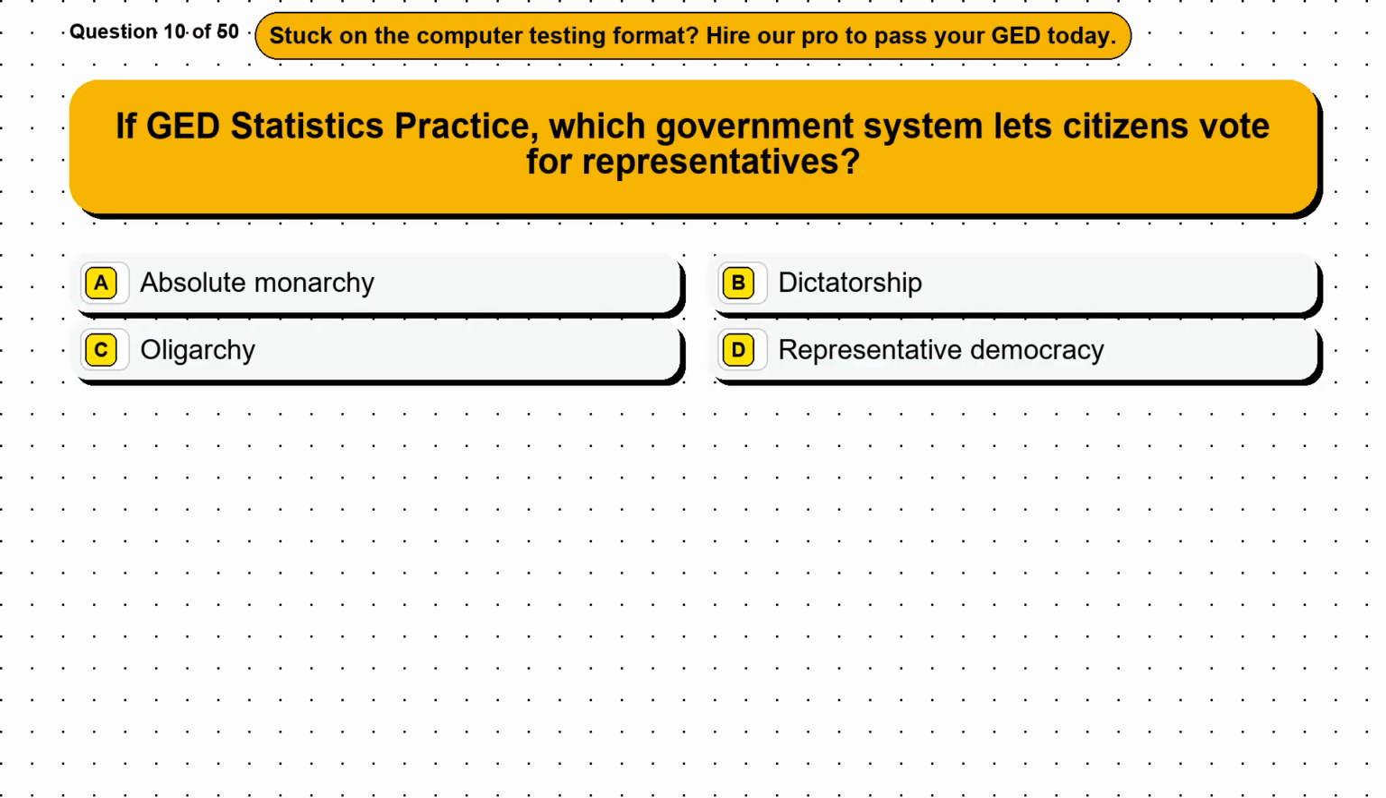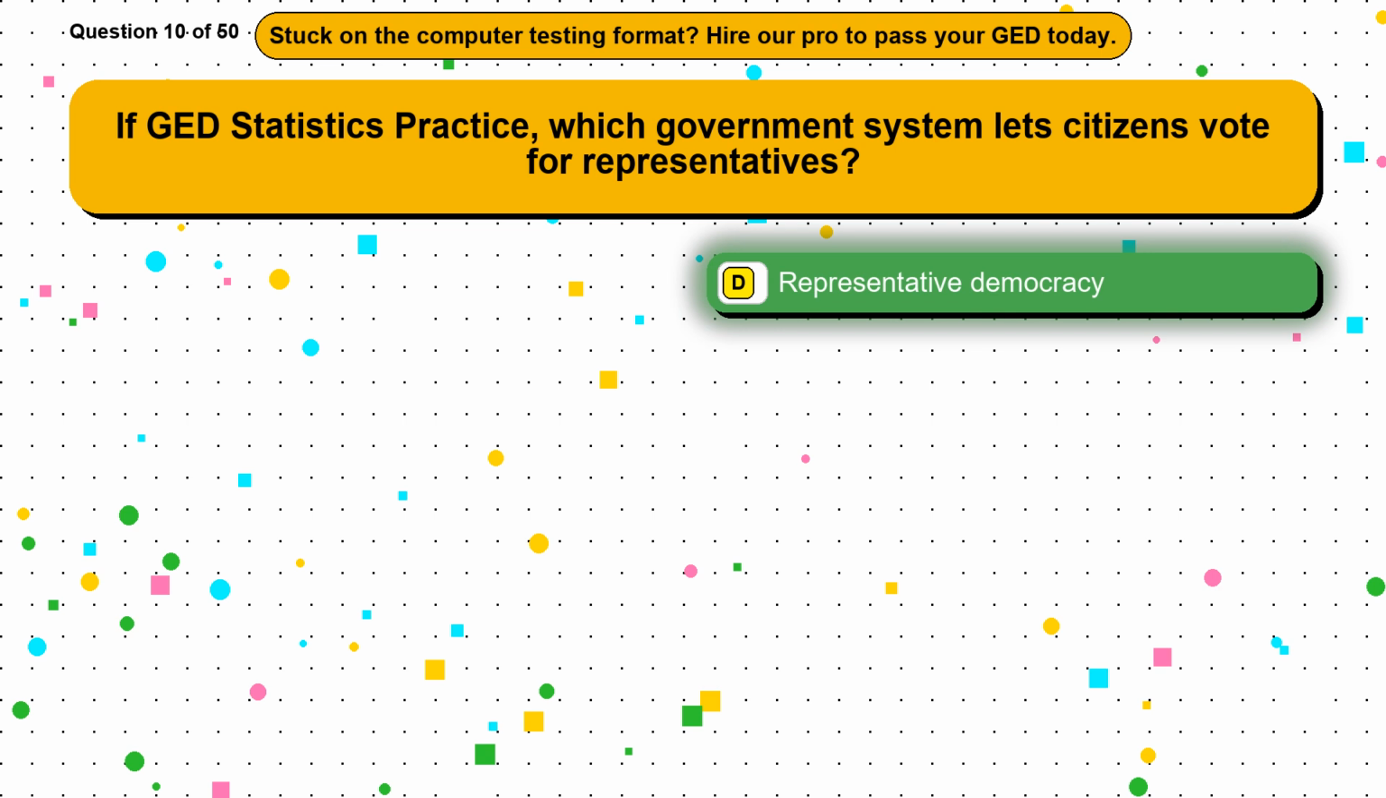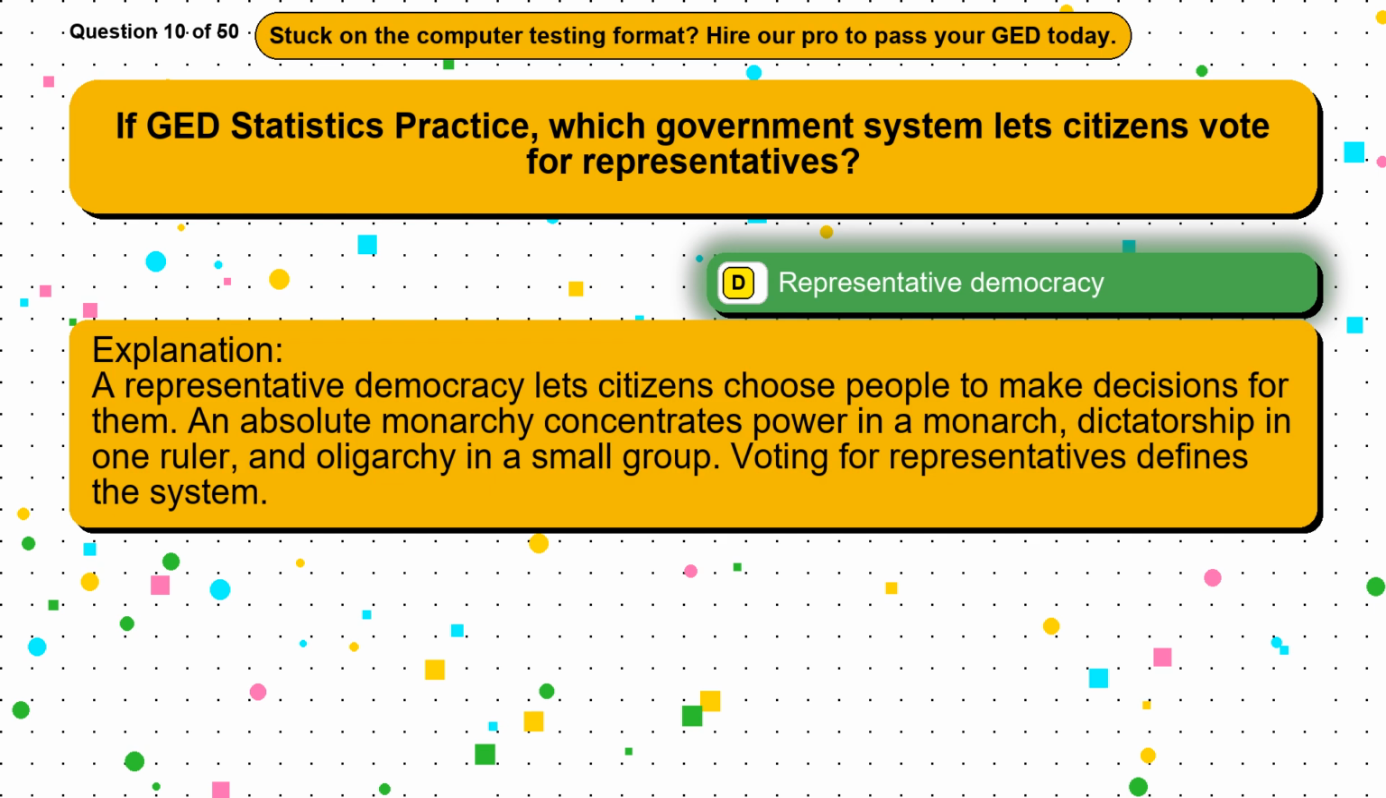Question 10. If GED Statistics Practice, which government system lets citizens vote for representatives? Option A, absolute monarchy. Option B, dictatorship. Option C, oligarchy. Option D, representative democracy. The correct answer is option D. Representative democracy. A representative democracy lets citizens choose people to make decisions for them. An absolute monarchy concentrates power in a monarch, dictatorship in one ruler, and oligarchy in a small group. Voting for representatives defines the system.